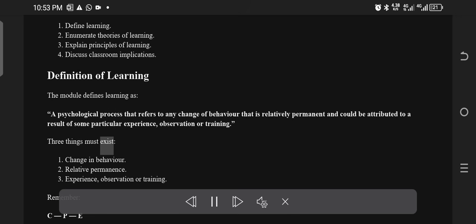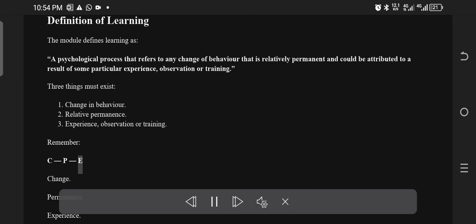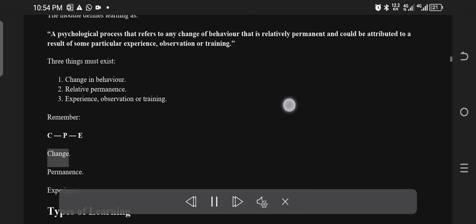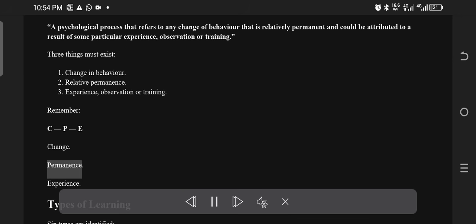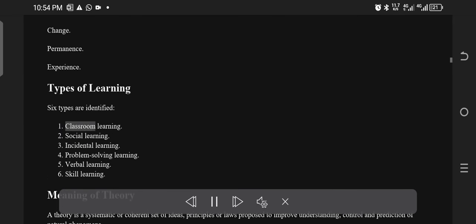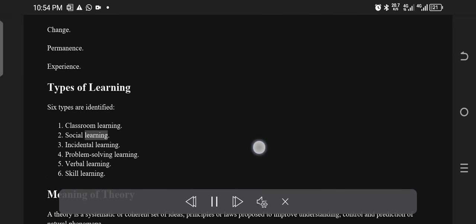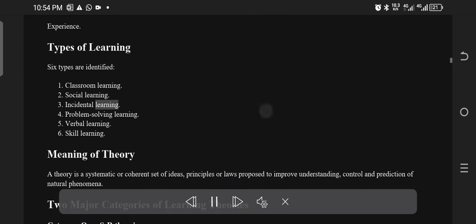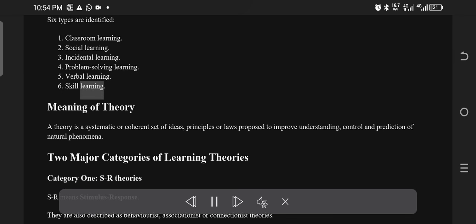3 things must exist. Change in behavior. Relative permanence. Experience, observation, or training. Remember: P-E. Change. Permanence. Experience. Types of learning. 6 types are identified. Classroom learning, social learning, incidental learning, problem-solving learning, verbal learning, skill learning.